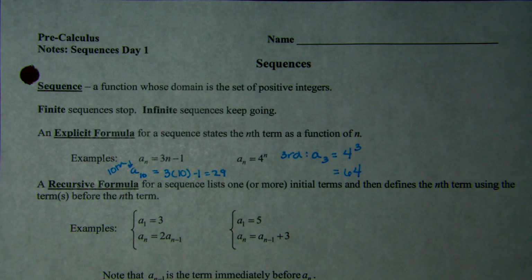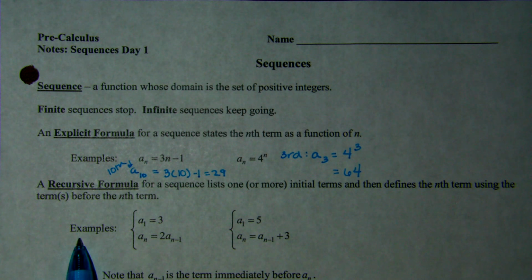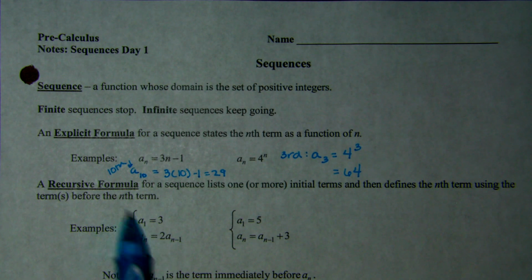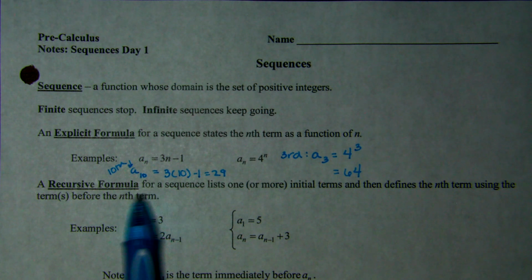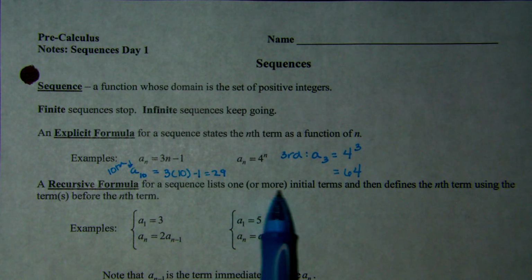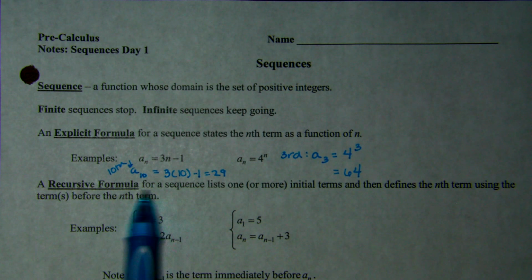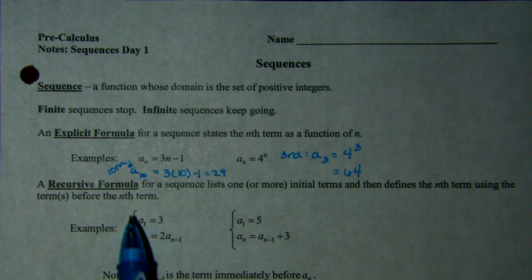Recursive formulas require you to have the terms before the term you're looking for. And so with a recursive formula, they often give you the first, or sometimes the first and second terms, because sometimes your formulas use multiple terms. So recursive formulas have us look back at the term before to figure out the following terms in the sequence. So it says a recursive formula for a sequence lists one or more initial terms and then defines the nth term using the terms before the nth term. So we have to look back. So these are examples of recursive formulas.